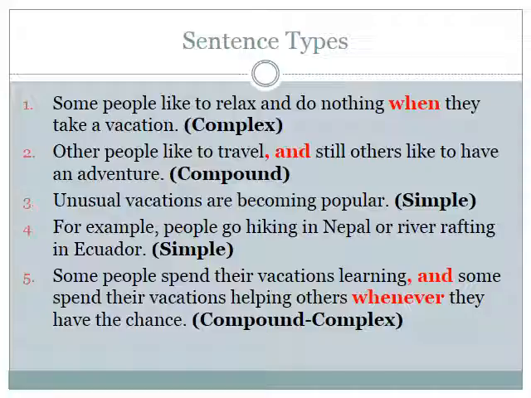So our two independent clauses, the first one, "some people spend their vacations learning." The second one, "some people spend their vacation helping others." And those are connected with a comma and the FANBOYS "and." And then the dependent clause is "whenever they have the chance." Okay, and you'll have the opportunity to practice those ones online, and we'll do some more practice in class.